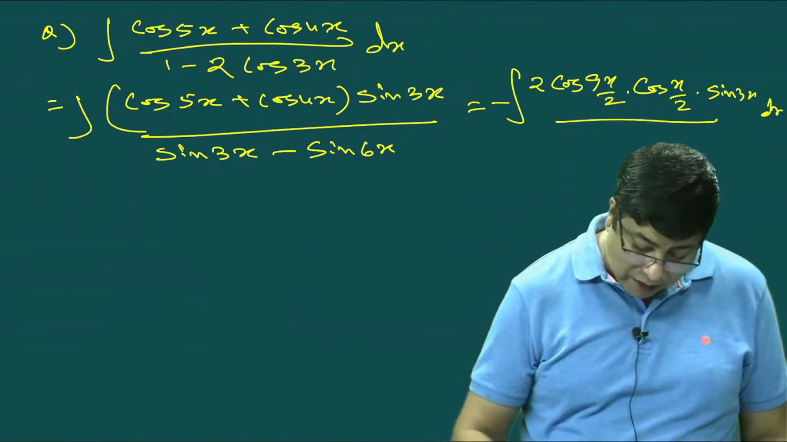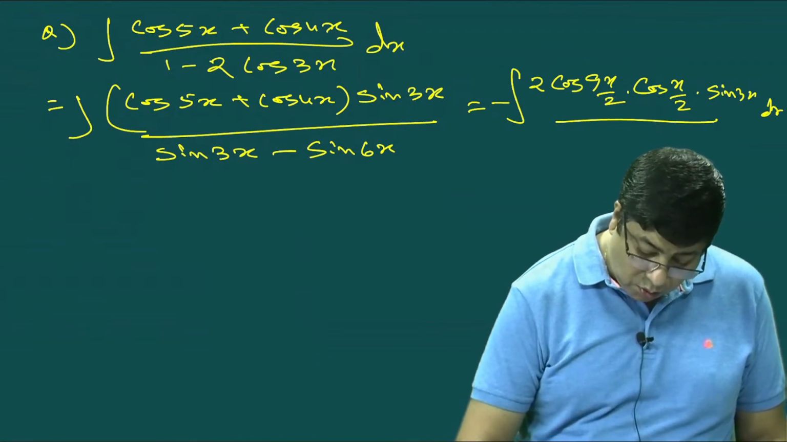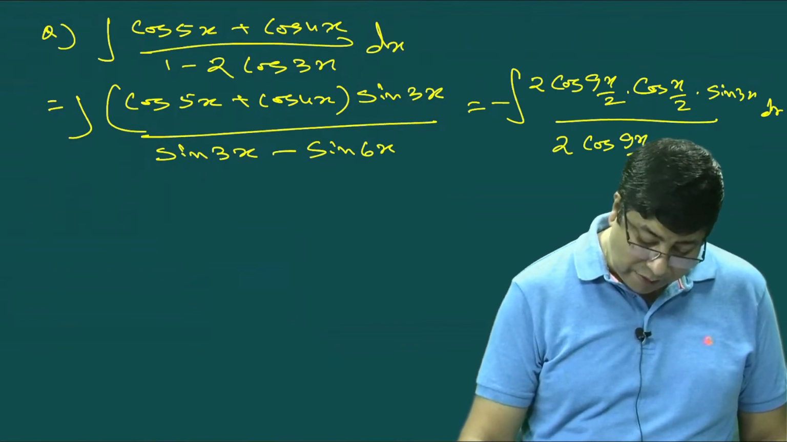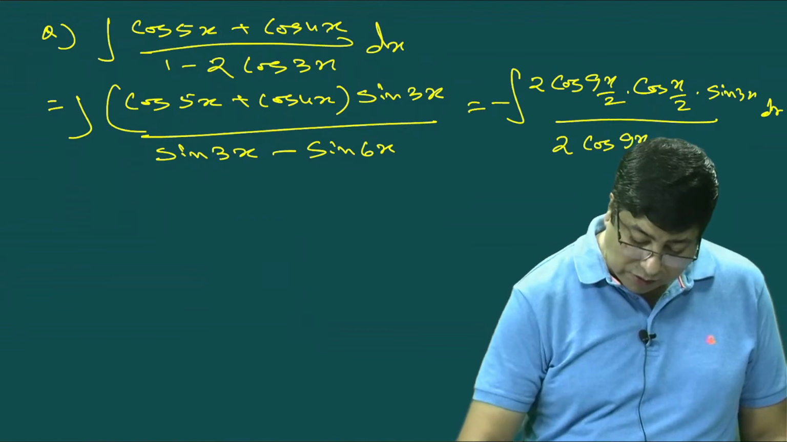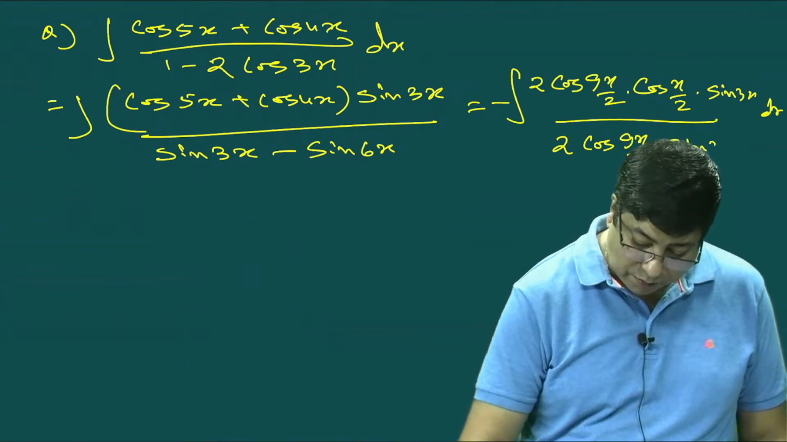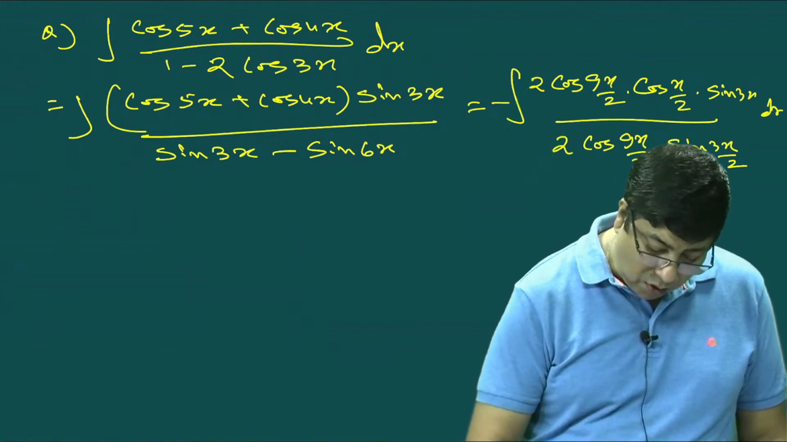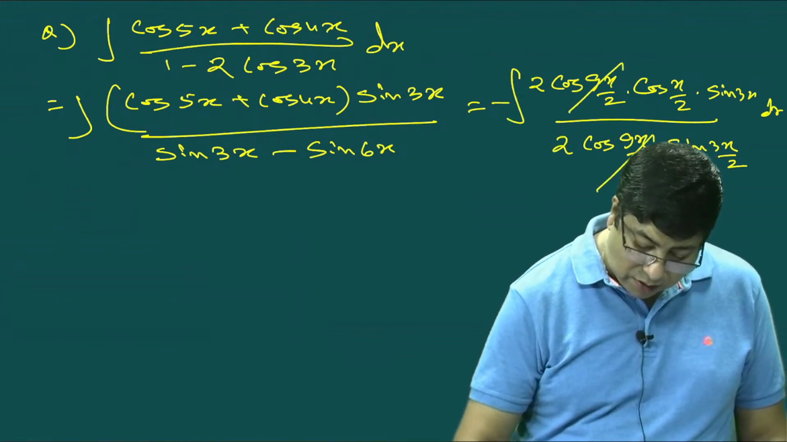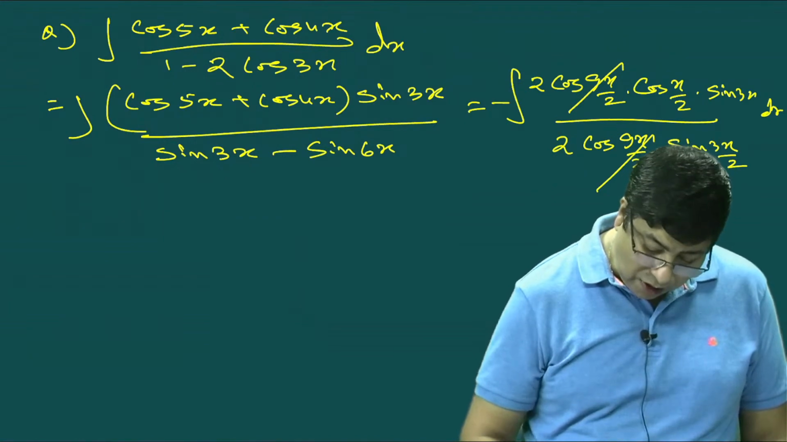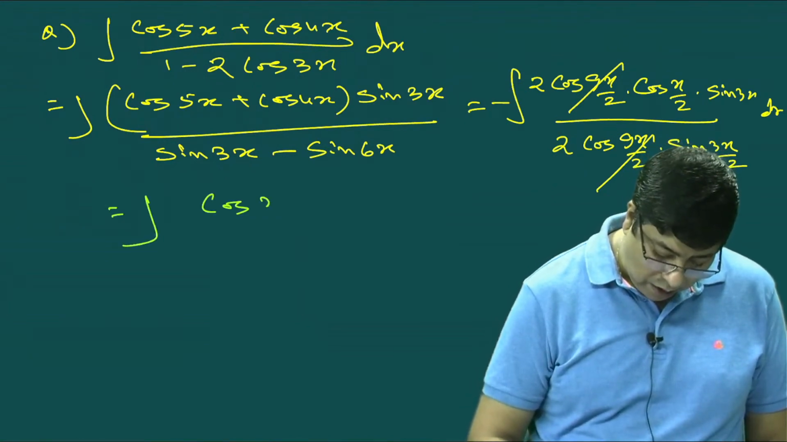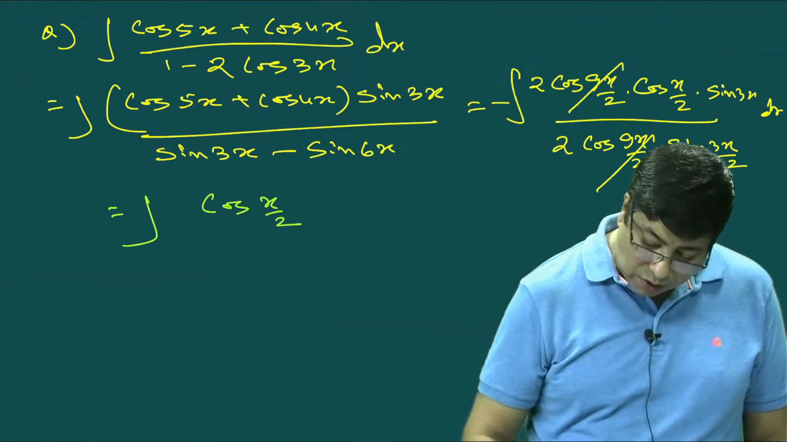Okay. So minus 2 cos (c plus d) by 2 cos 9x by 2 into sin (c minus d) by 2, minus already I have taken. So sin 3x by 2. So 2 is getting cancelled here. Here cos x, okay, I am getting just, so cos x also getting cancelled. Therefore we are getting here cos x by 2, 2 also cancelled.